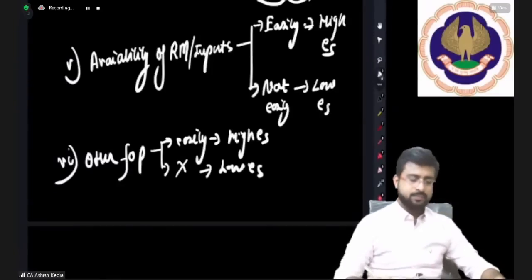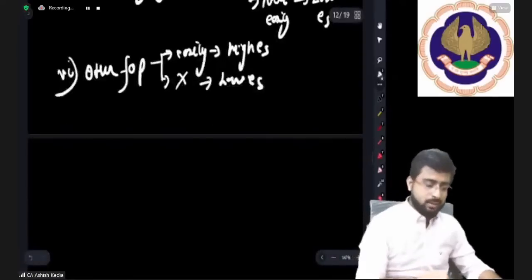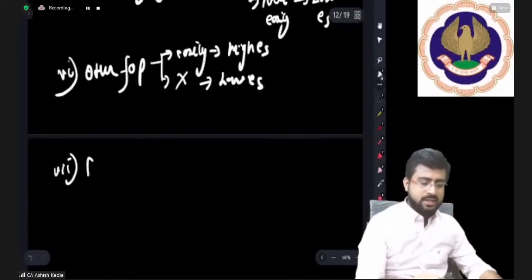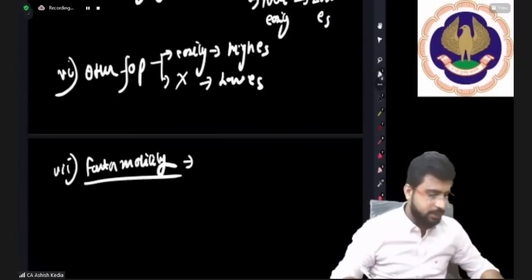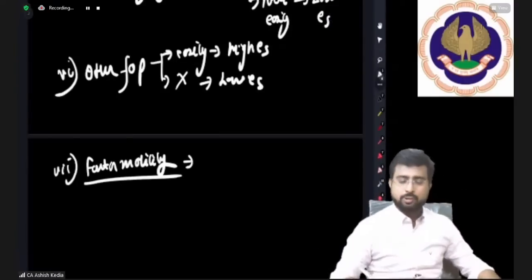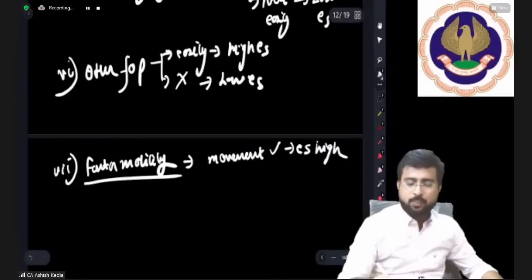Number 7, factor mobility. Mobility means movement, my dear friends. If there is movement, elasticity is high; if movement is not possible, it's going to be low.